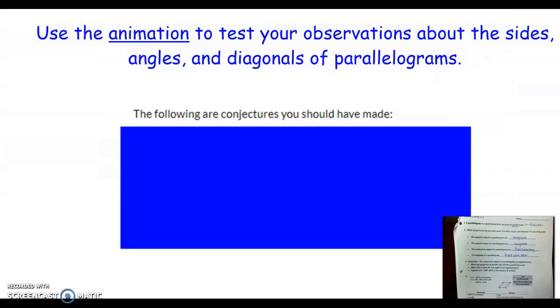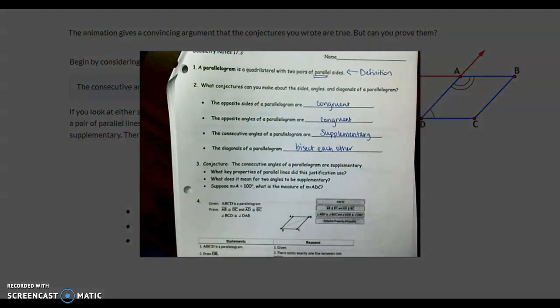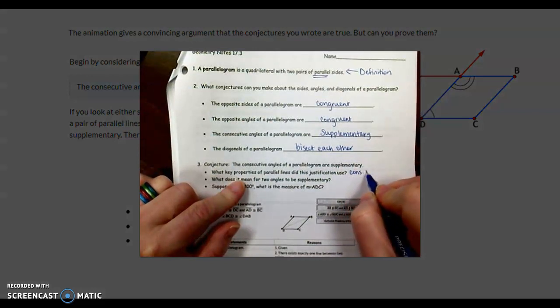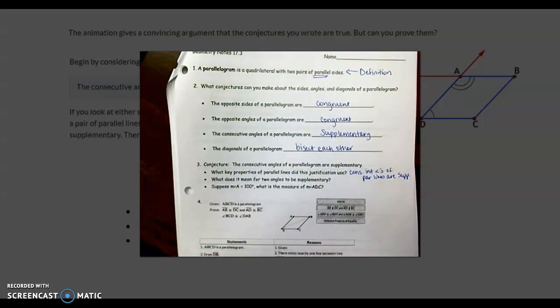All right, so let's look at the first, or actually it's our 4th one. So this conjecture at this point, because we haven't proven it, is the consecutive angles of a parallelogram are supplementary. So we already talked about why this is so. What key properties of parallelograms did we use to justify this? And that's the fact that these sides were parallel. Line AD is a transversal. And so these angles formed are consecutive interior angles. And we have already proven that consecutive interior angles of parallel lines are supplementary. So that is the key property that we used.